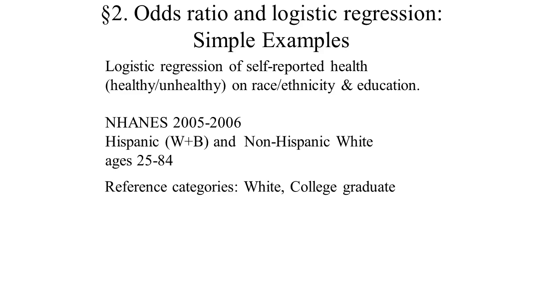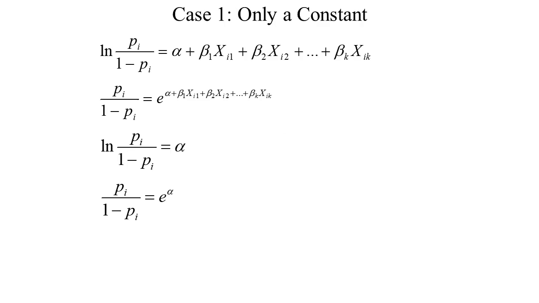The dependent variable is self-reported general health, and independent variables are race/ethnicity and education. In order to make simple examples, the analysis is limited to only 2 race/ethnicity categories, Hispanic and non-Hispanic white. This exercise with very simple examples helps us to understand the logic of logistic regression. The simplest case is no independent variable.